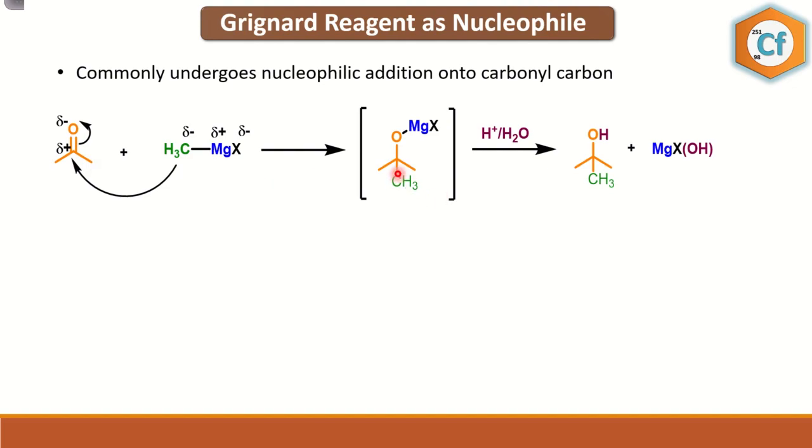Here we can see this CH3 is attached. Now the double bond breaks and we are left with a single bond. This O negative then attaches itself to the MgX, and this is the intermediate that is being formed. The intermediate on further hydrolysis gives us tertiary alcohol and MgXOH.